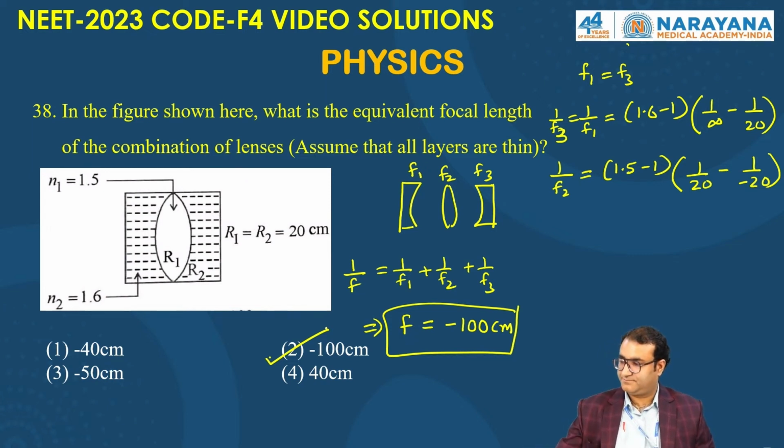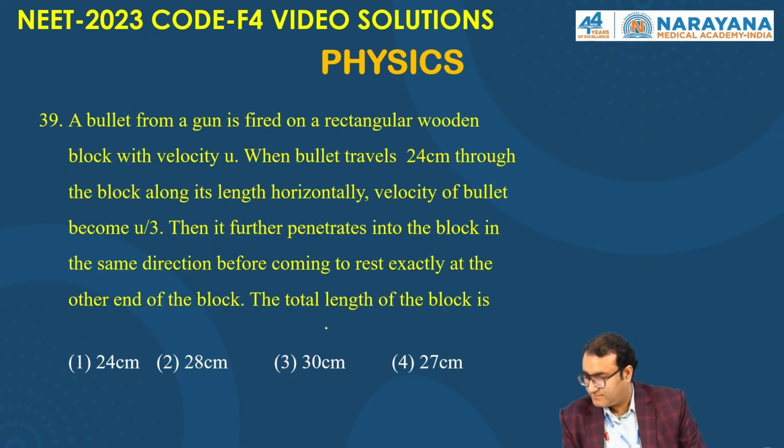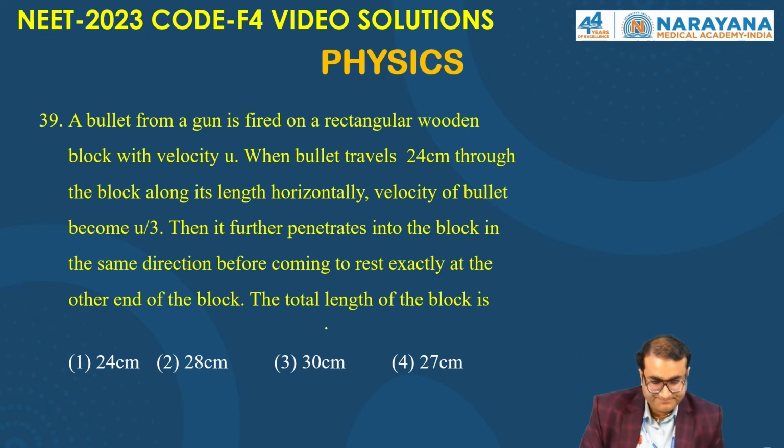Next slide. Question number 39. A bullet from a gun is fired on a rectangular wooden block with a speed u. When bullet travels 24 centimeter through the block along its length horizontally, the velocity of the bullet becomes u by 3. It further penetrates into the block in the same direction before coming to rest exactly at the other end of the block. So whatever the distance traveled by the bullet here is equal to the length of the block.